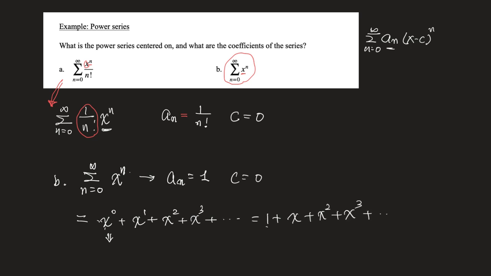The coefficients: here is a_0. Look at the power; the coefficient is in front of x. That's the 1, that's a_1. Power is 2, coefficient is 1, a_2. Power is 3, coefficient is 1, a_3. So all the coefficients are 1. That's what I represent here. Everybody make sense? Okay.